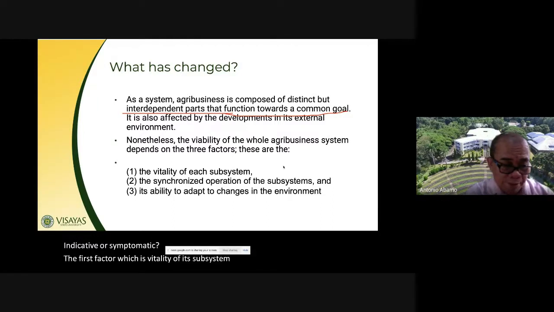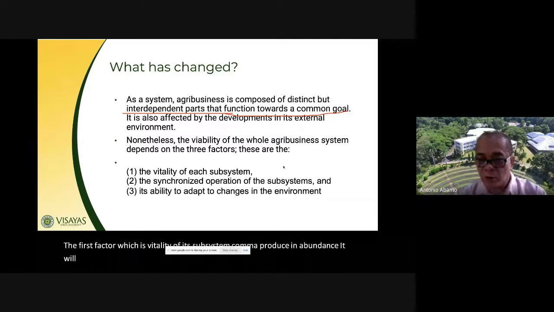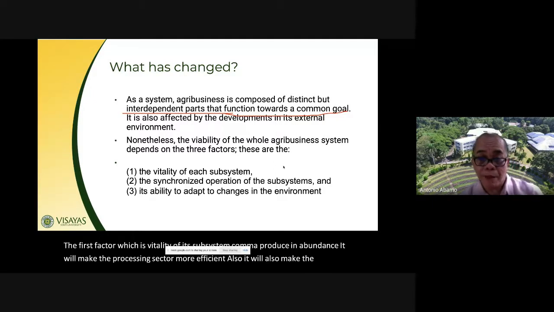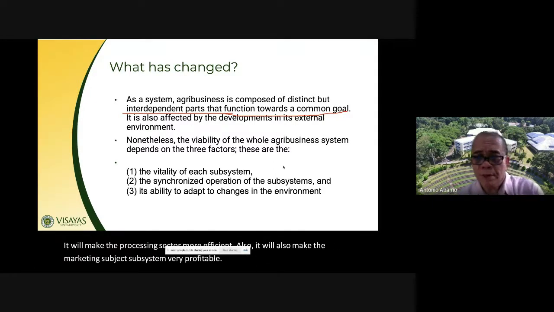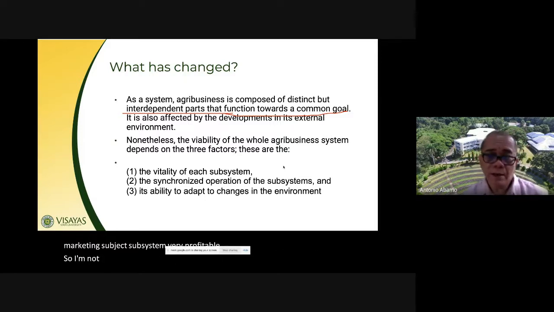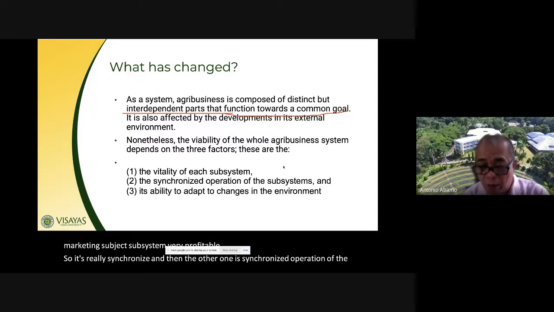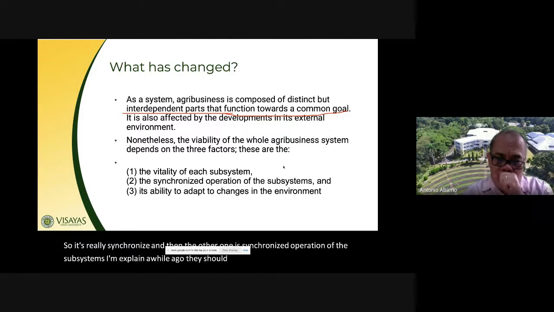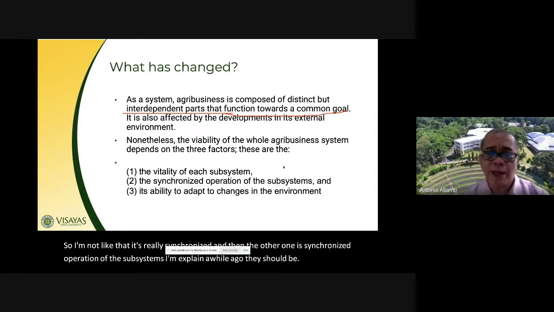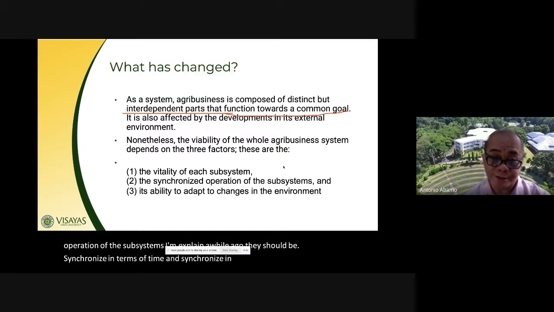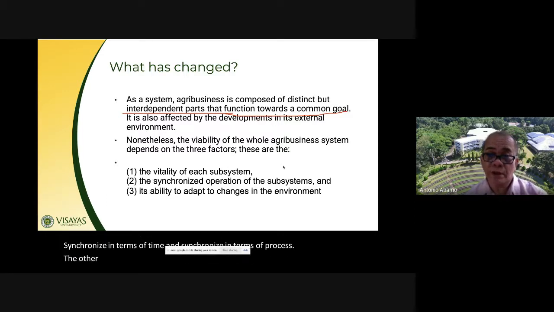Kung mo produce ka in abundance, it will make the processing sector more efficient also. It will also make the marketing subsystem very profitable. So, ana lang na, no? It's really synchronized. And then the other one is synchronized operation of the subsystems. I explained a while ago, this should be synchronized in terms of time and synchronized in terms of process. The other factor also that makes it more viable is ability to adapt to changes in the environment. Okay? Ability to adapt to changes in the environment.